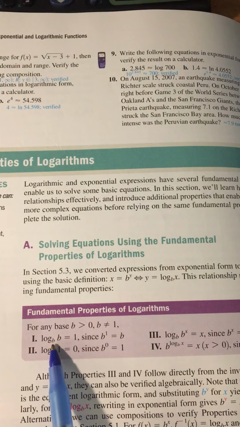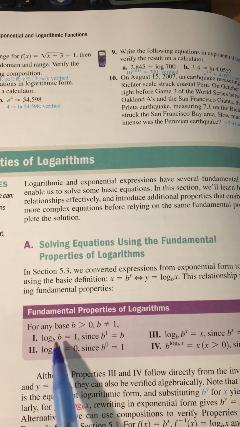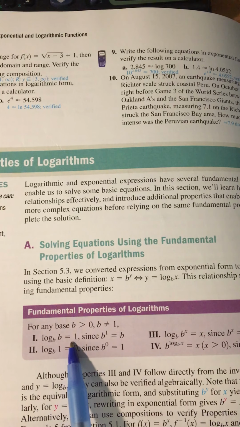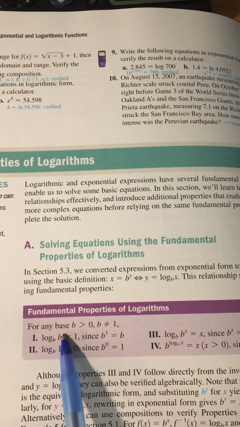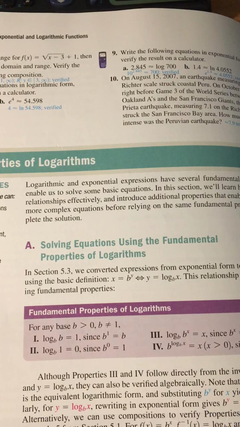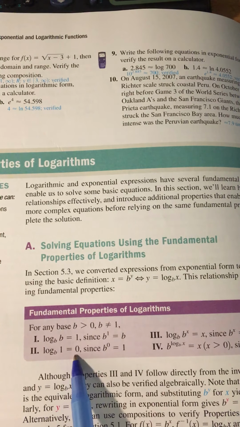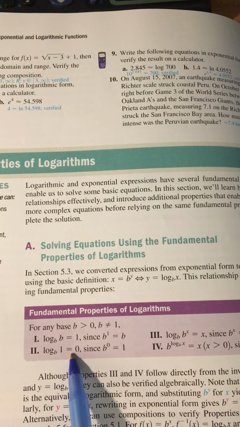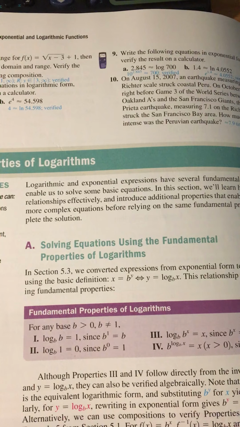You see, for example, this one, if these two are the same, if the base and that quantity is the same, then the answer is always 1. Why? Because the power of that quantity is 1, so they cancel. Same thing with this one. If you have a 1 here, it's 0 because b to the power of 0 is 1.